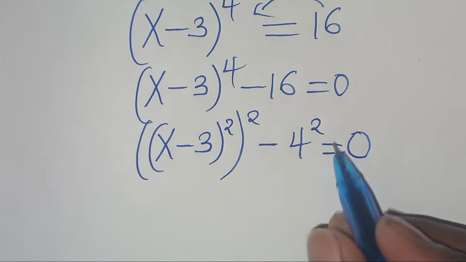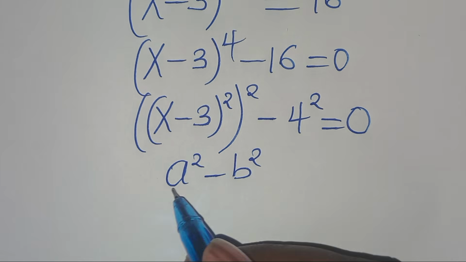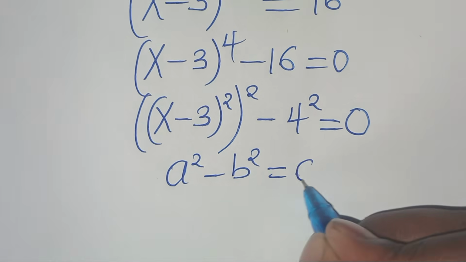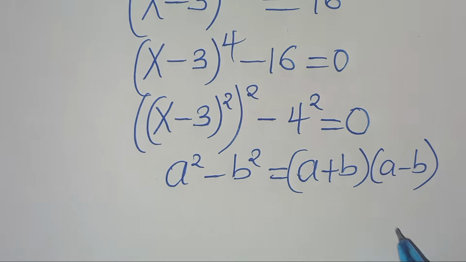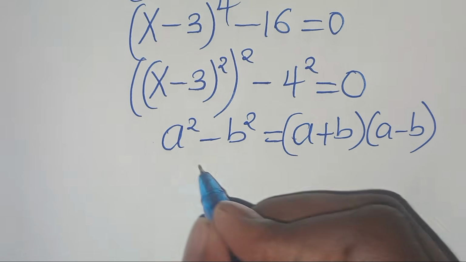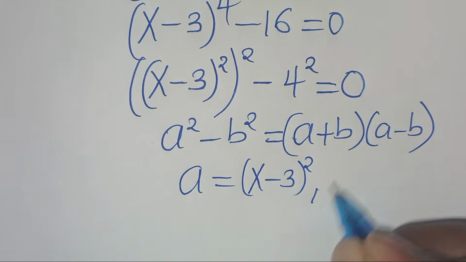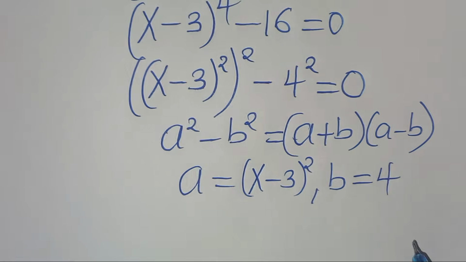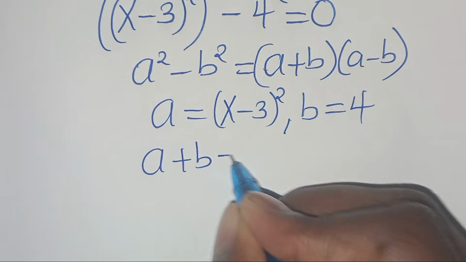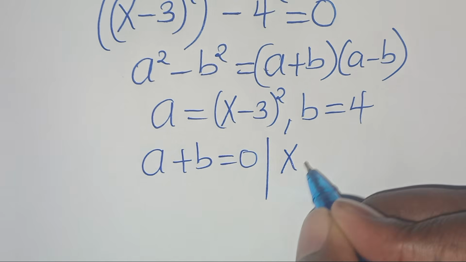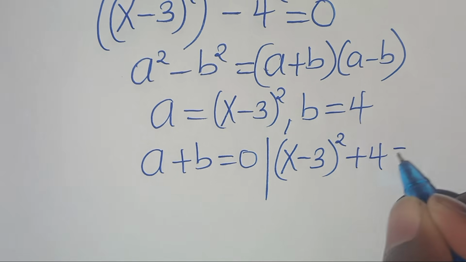Now, this equation is of the form a squared minus b squared, the difference of two perfect squares, that we can express as (a + b)(a - b). From this equation, we have that a is equal to (x - 3)^2, and b is equal to 4. So a + b = 0 is the same thing as (x - 3)^2 + 4 = 0.